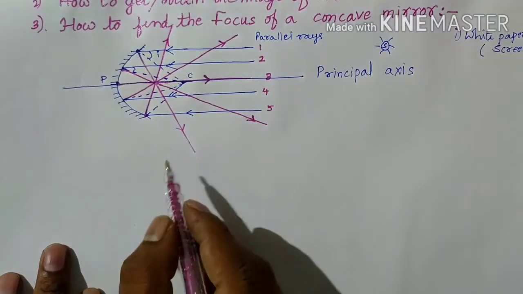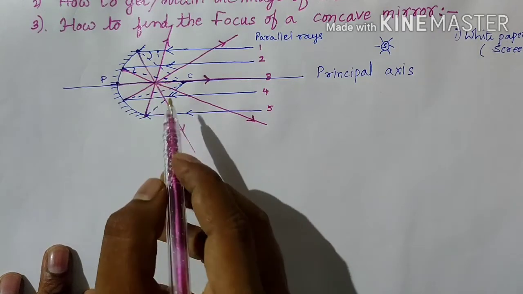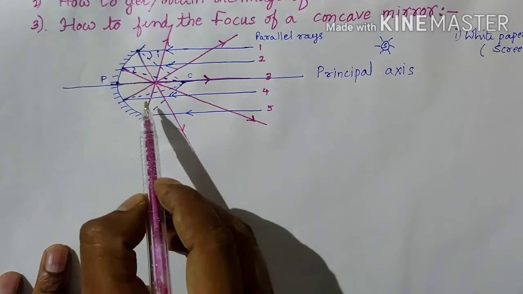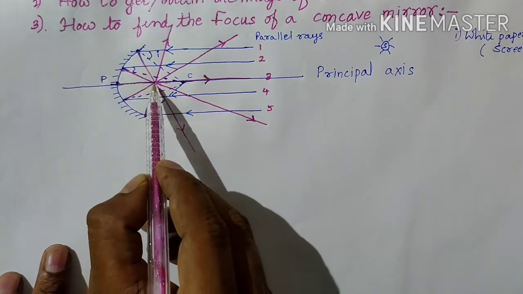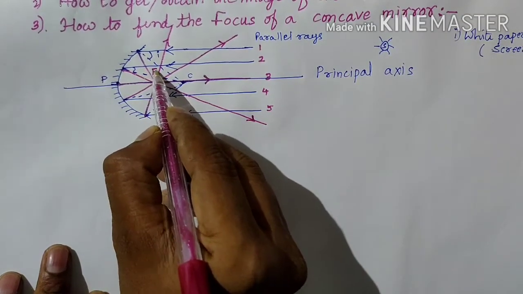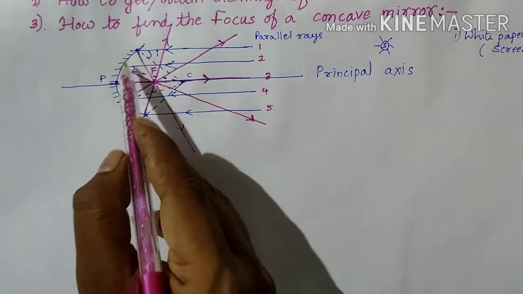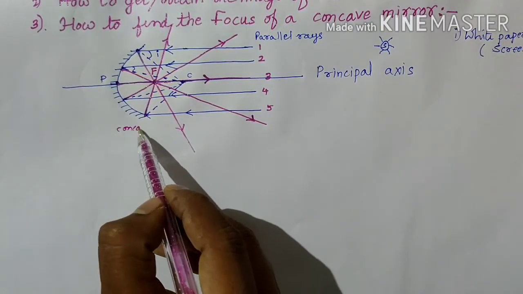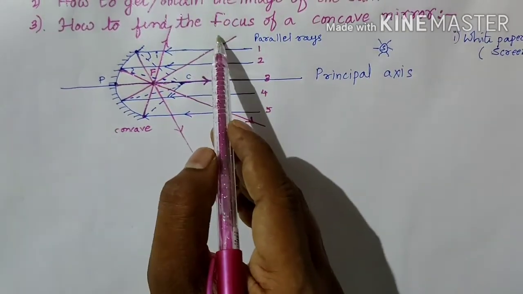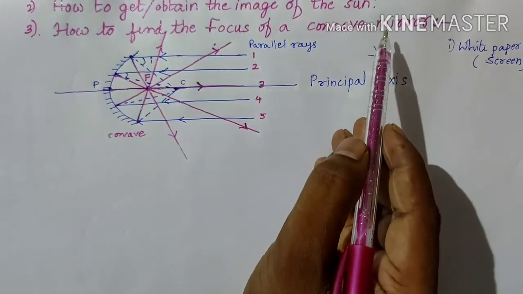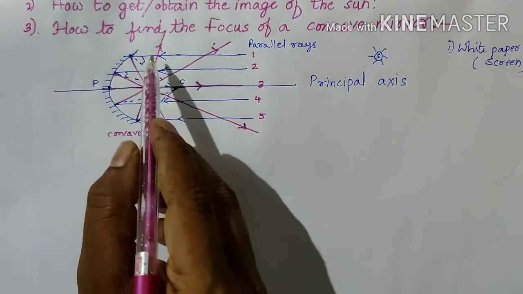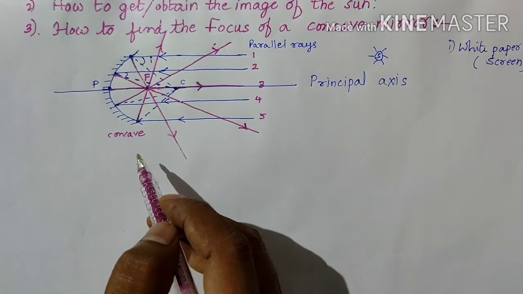So you will get the image where all the reflected rays meet. If you see, all the 1, 2, 3, 4, 5 reflected rays meet at this point. This particular point is called the focus of this concave mirror. At this point you will obtain the image of the sun. Thus by using this experiment we can find out the focus of a concave mirror.